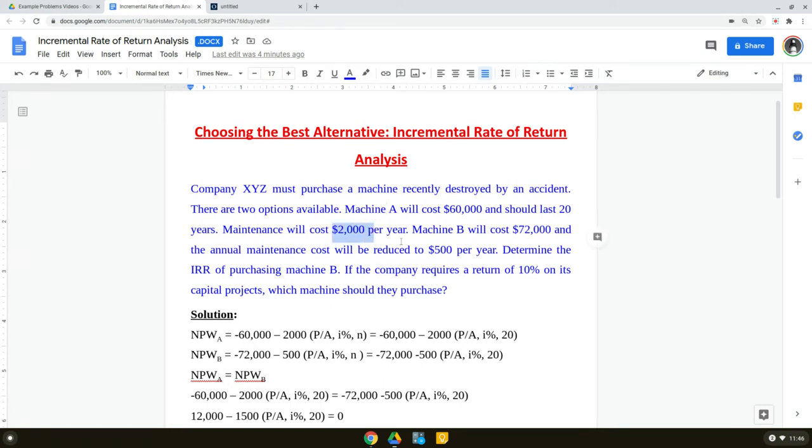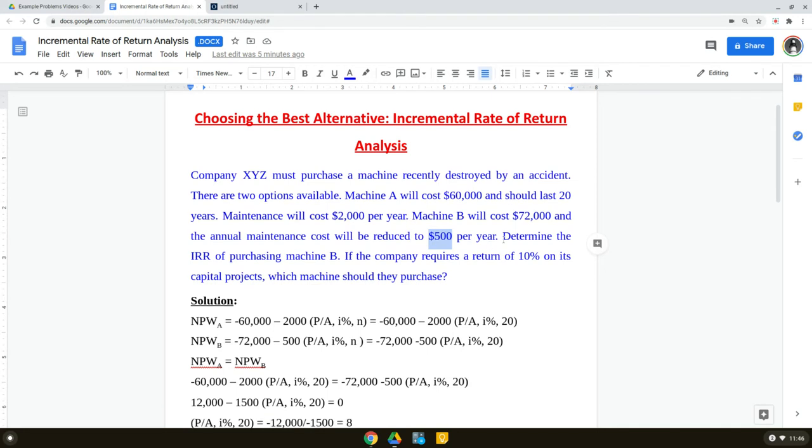Then the next option, machine B, is going to cost $72,000, so it is expensive, and the annual maintenance cost will be reduced to $500 per year. Again, this machine will also last 20 years, so it has a higher initial cost, but the annual maintenance cost is a lot lower. It's only $500 per year as compared to the $2,000 per year for machine A.